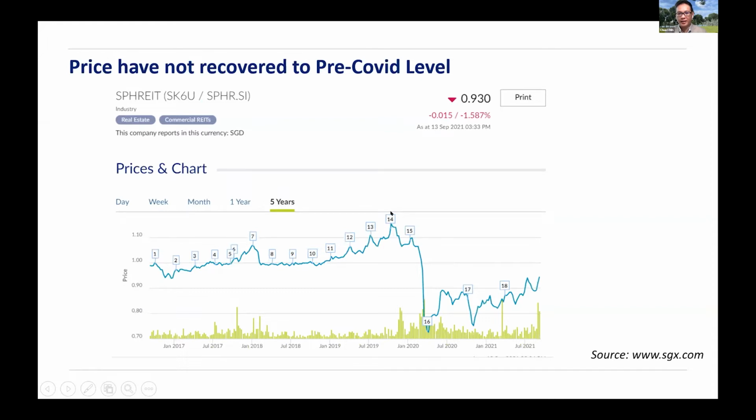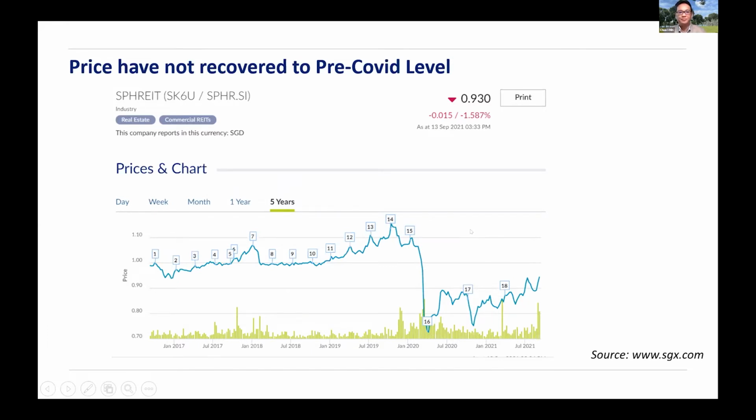SPH REIT, they own properties in Paragon and Clementi Mall. Clementi Mall is a neighborhood mall. If you ever go to some of the neighborhood malls, it's actually very crowded. In fact, now they have a problem maintaining safe distancing in some of these neighborhood malls because it's very crowded. Also the same thing, the picture is quite the same. This was about maybe $1.10, $1.15, and now it's at 90 cents. So it's easily a 20%, 30% discount from the peak. So again, is this level fair?